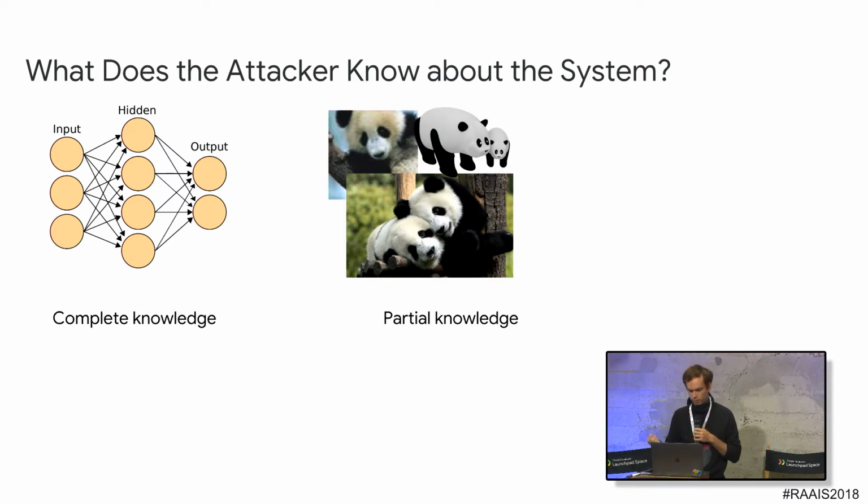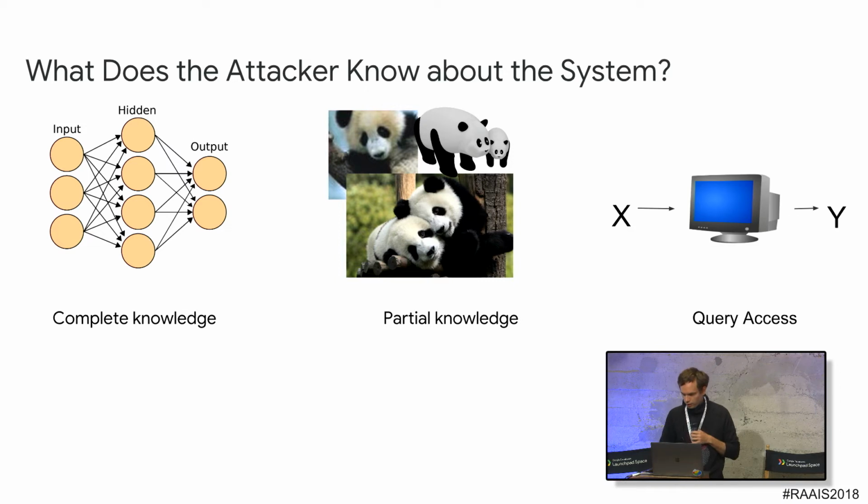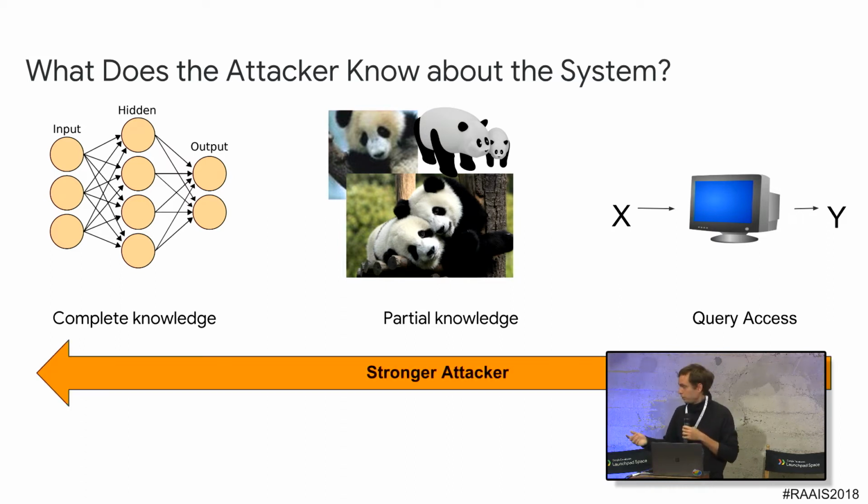Maybe the attacker is just familiar with general machine learning techniques in the area. Or you could just consider query access, where the attacker doesn't know the data or the model architecture or anything, and is just allowed to probe the model randomly. And so as you go right to left, you get a stronger attacker. As the attacker knows more, they can apply more powerful techniques.